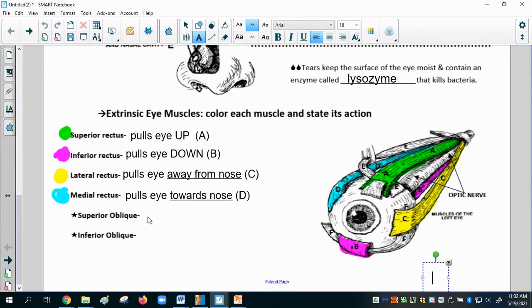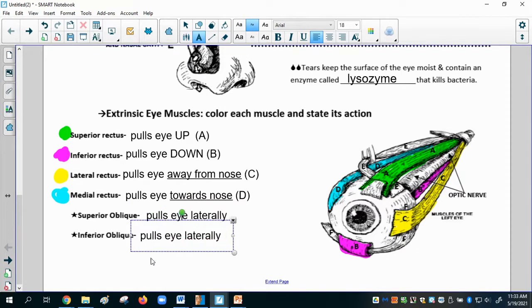Okay, so whenever you see the oblique word in the name, the first thing you think is that it's going to pull the eye laterally. Okay, so I'm going to go ahead and write that for both of them. This is like pulling the eye in two directions. So I'm going to go back and add to this, but I'm going to put that twice. Pulls eye laterally.